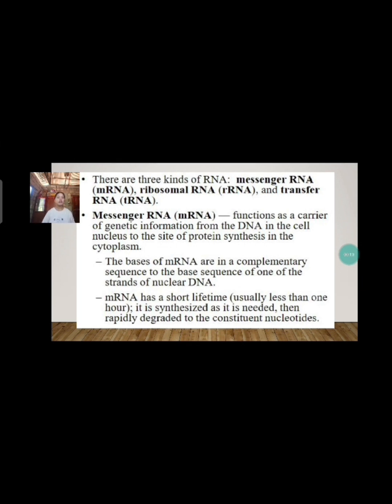So, there are three major types of RNA which occur in all organisms.